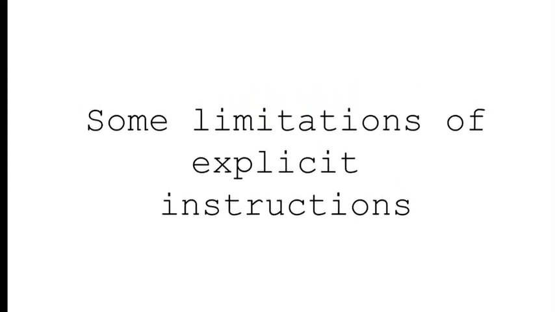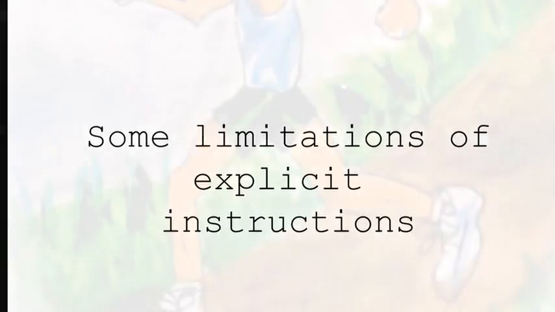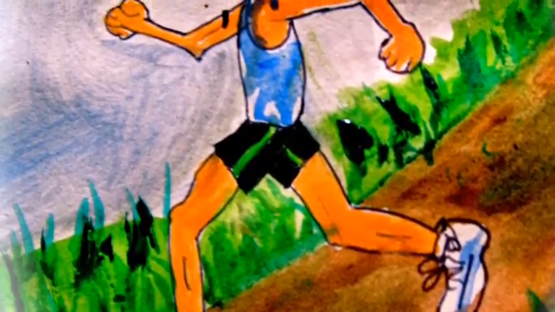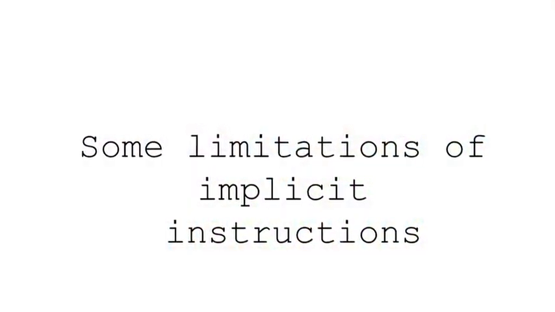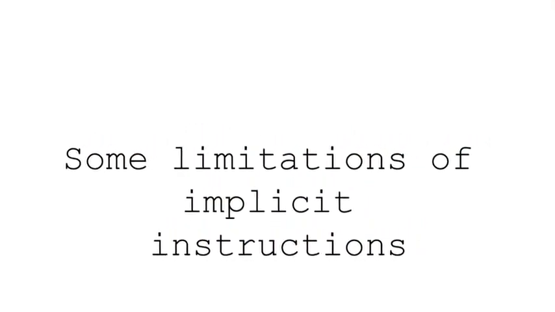Some limitations for explicit instructions are it will affect someone's performance when they are under stress and competition because they will overthink the instructions and not perform a skill autonomously. On the other hand, implicit instructions take much longer to perfect a skill because the participant is not given all the tools and information by the coach.